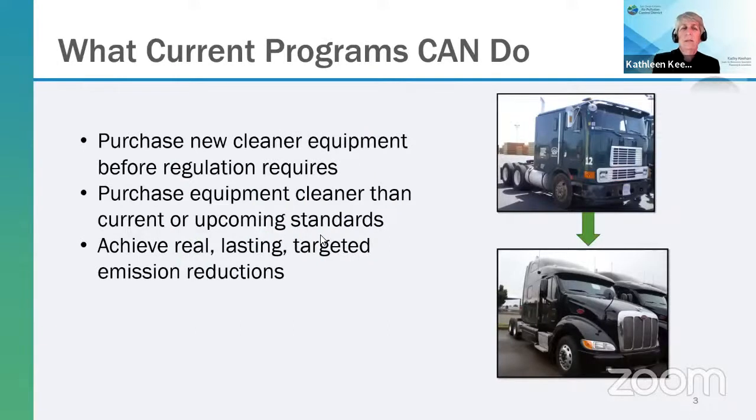Current state and federally funded programs help the region by incentivizing new equipment before regulation requires it. Incentives also help demonstrate cleaner technologies that go beyond the current standards. And incentive programs can achieve real, lasting, targeted emission reductions by destroying older polluting equipment. Next slide, please.